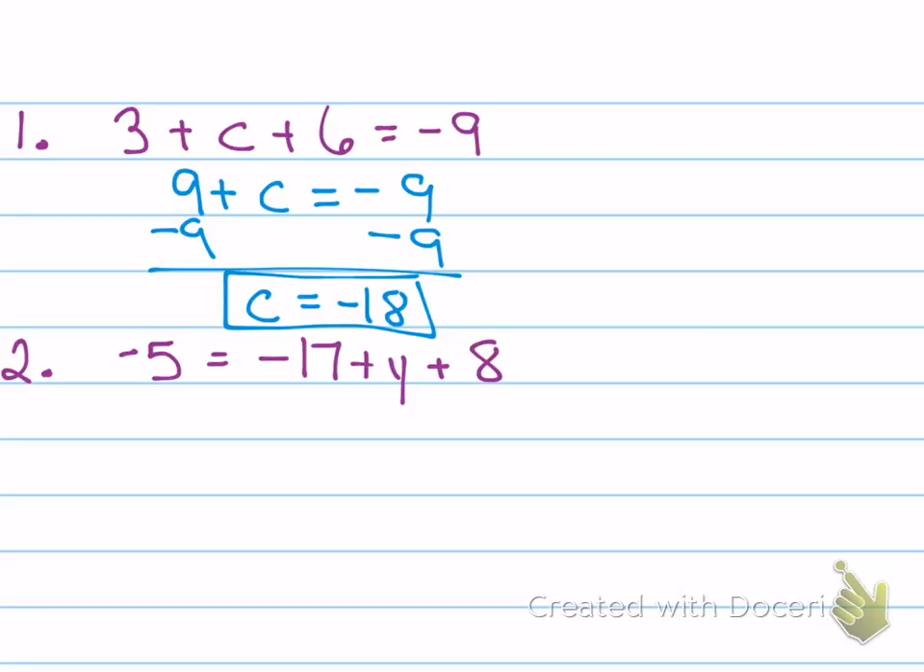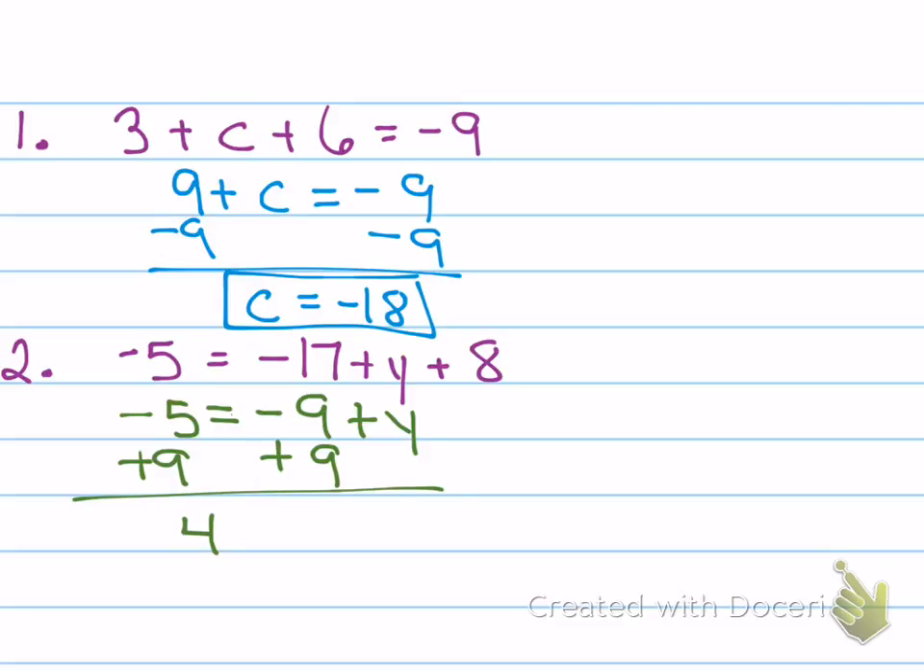So now I have negative 5 equals negative 9 plus y. Now I add 9 to both sides. I have to do the opposite. And I get 4 equals y, or y equals 4. And then just make sure you check your solutions on your homework.